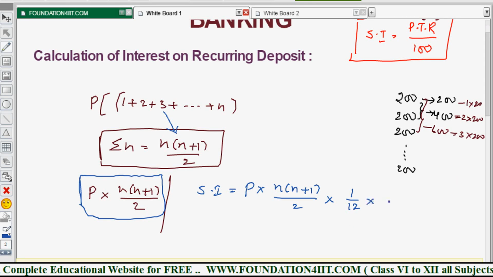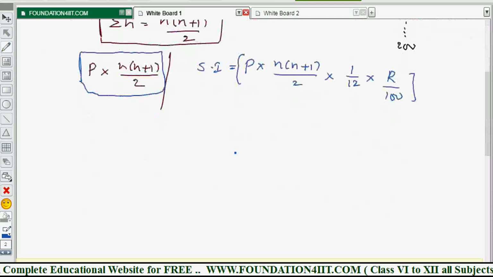Into the same rate of interest is R divided by 100, so R by 100 you can take. That's it. So this is the formula for simple interest in a recurring deposit. Now you can write the formula clearly.